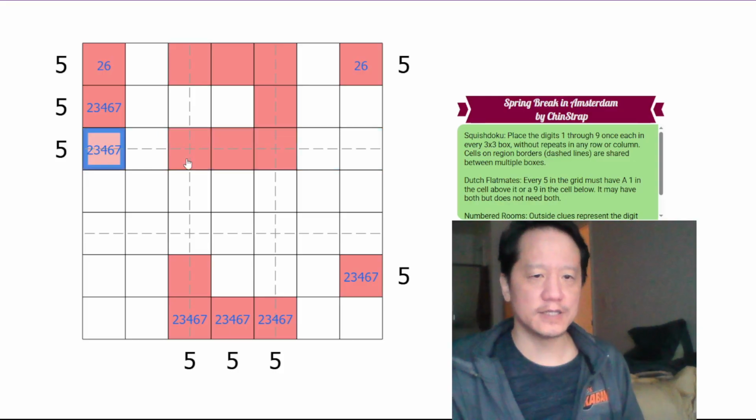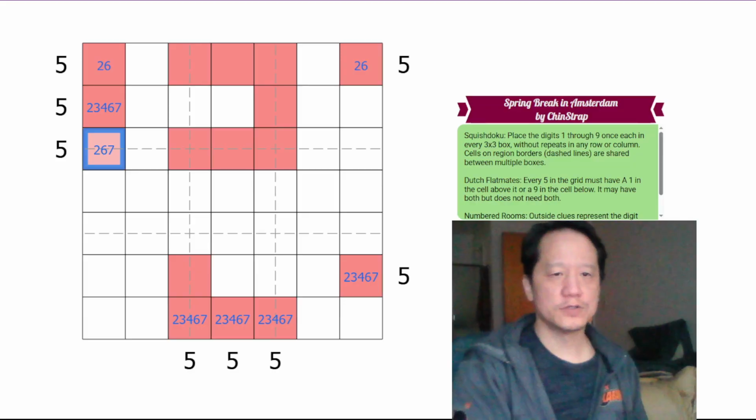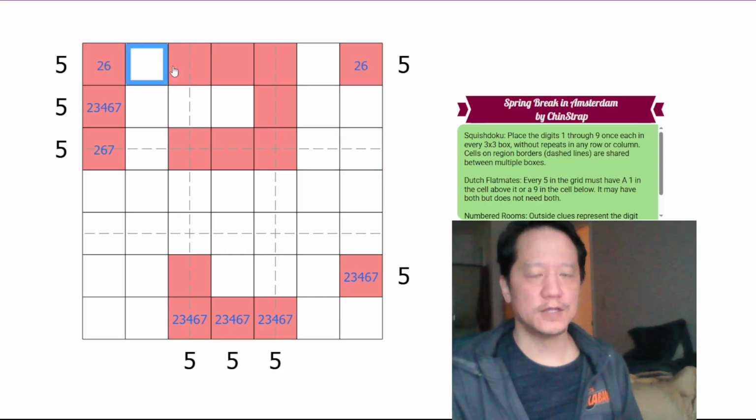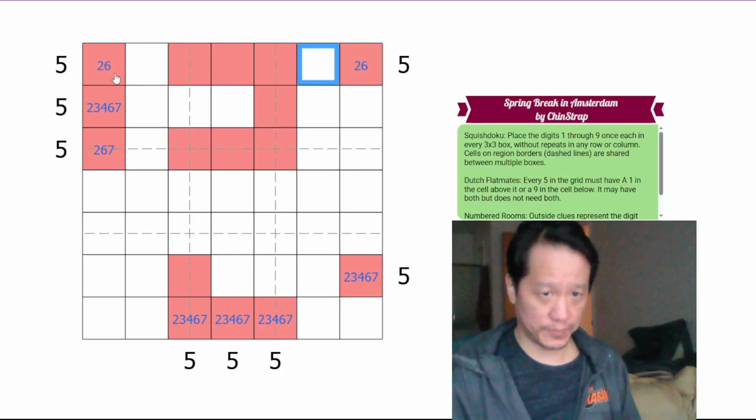So this cannot contain a 5 because of this scenario in these cells. So this cannot be 3 or 4. So it has to be 2, 6, or 7 here. And this is 2 or 6 here.